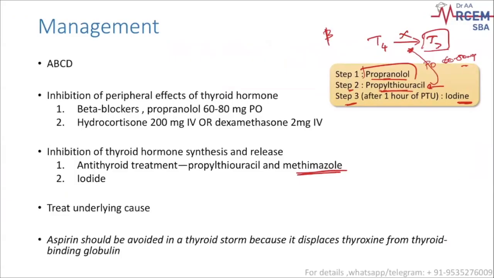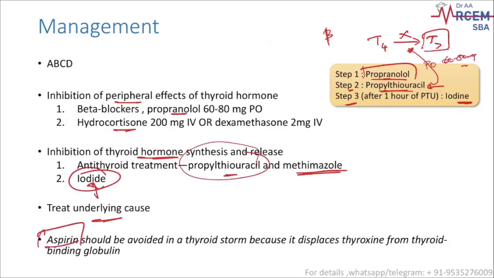There are different methods by which we treat this patient. We might prevent the peripheral effect of the thyroid hormone by giving beta blockers like propranolol, or you can give steroids like hydrocortisone and dexamethasone. Inhibit the thyroid hormone synthesis mainly by antithyroid medications like propylthiouracil or methimazole. Propylthiouracil preferred. Iodine is given after 1 hour of starting the propylthiouracil. Treat the underlying cause what is present.